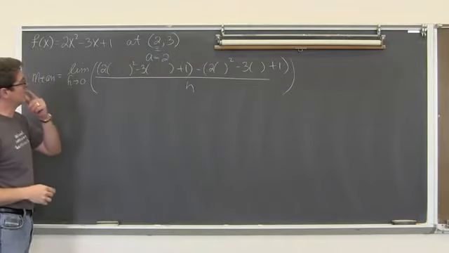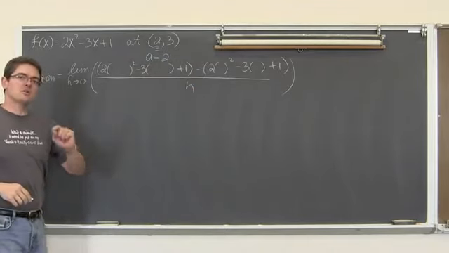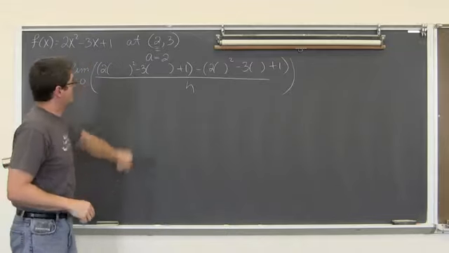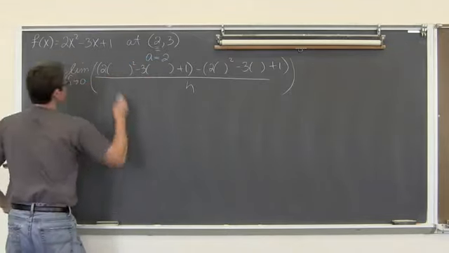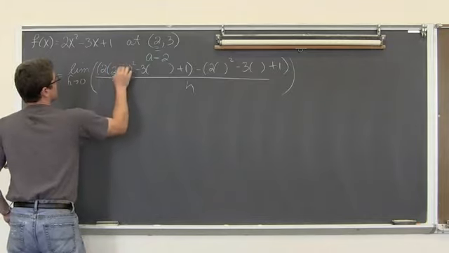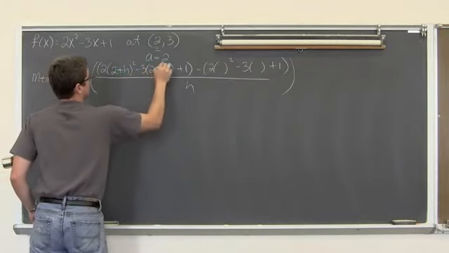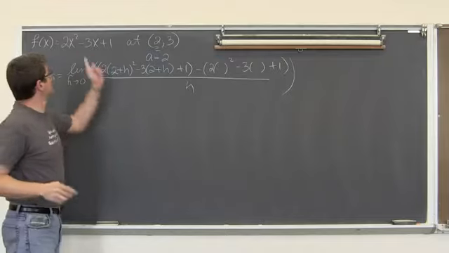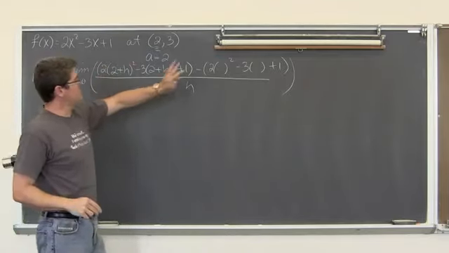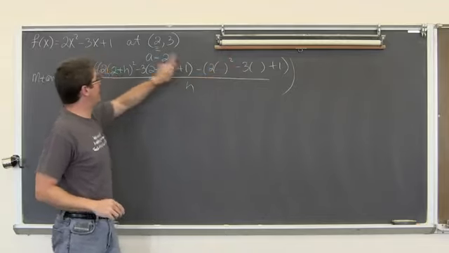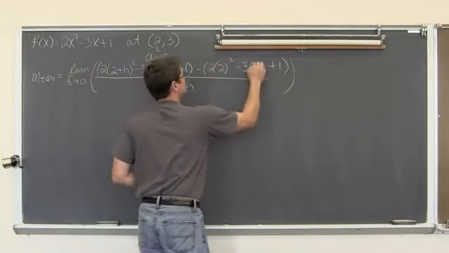h. Okay. First part of the numerator, f of a plus h. A, which is 2, plus h. So 2 plus h everywhere there used to be an x. And the second half is f of a, which is 2.